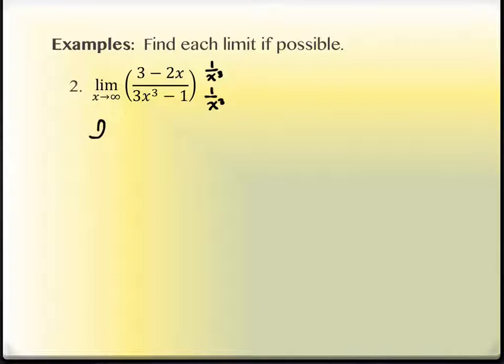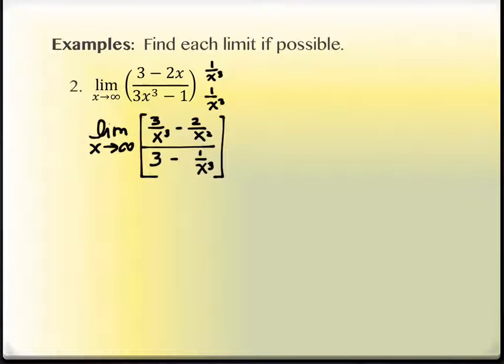This is just a basic trick of limits as you go to infinity. You're going to end up with a lot of things that are over x to the third or over x to some power. So this is 3 over x cubed minus, and now I have 2 over x cubed. Well, that's the same thing as 2 over x squared. Then I have 3x cubed over x cubed, that's the same as 3, minus 1 over x cubed. And the reason and the benefit of doing that is because a lot of these things will go to 0.